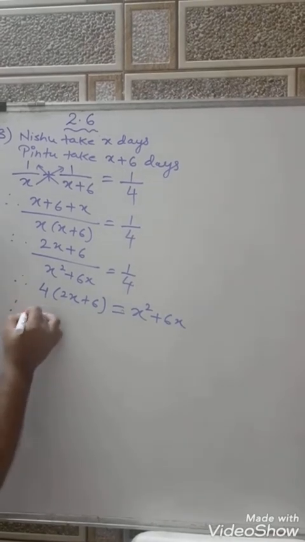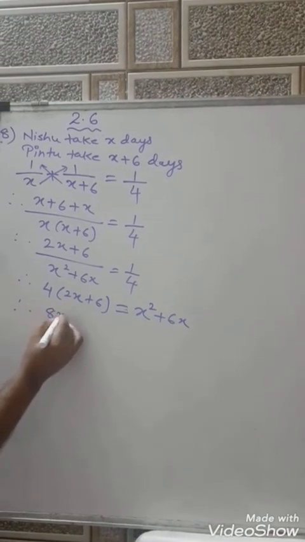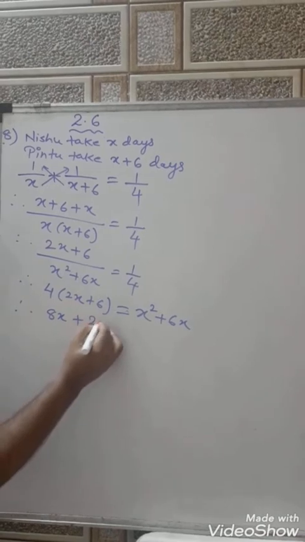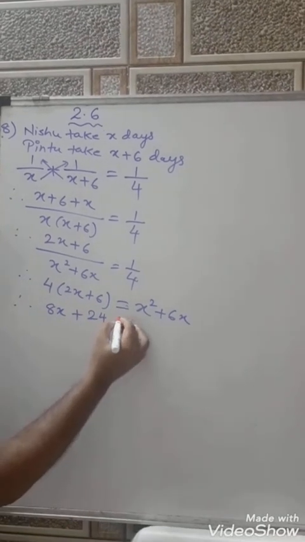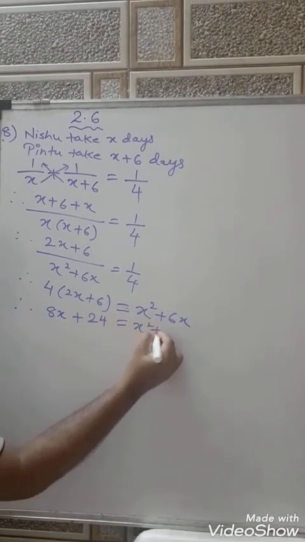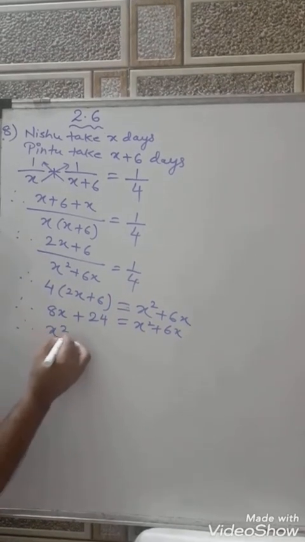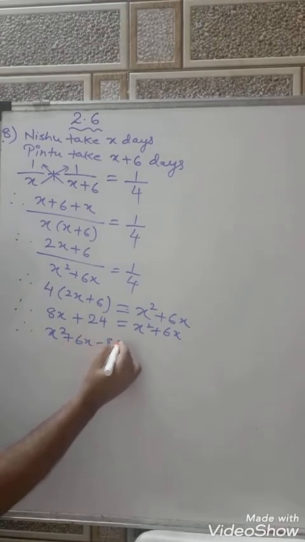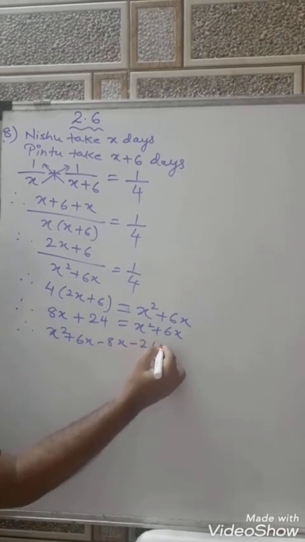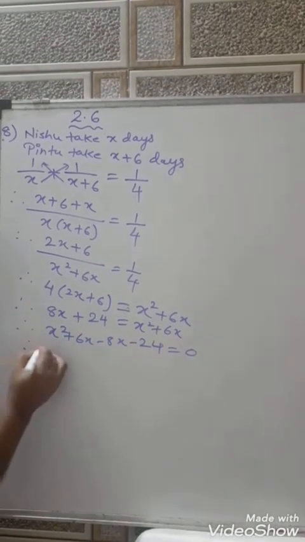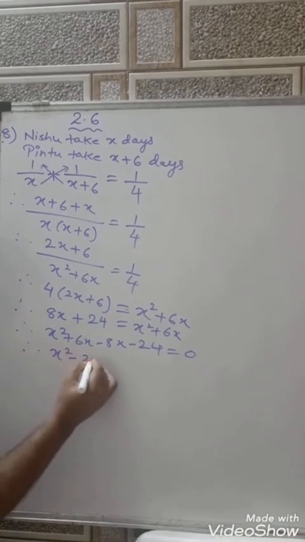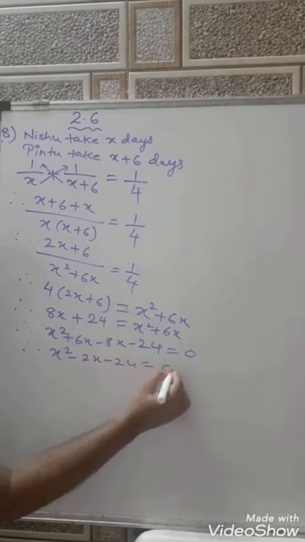Now 4 multiplied with 2 gives 8. 4 multiplied with 6 is 24. That equals x square plus 6x. Now shift the terms to that side. So x square plus 6x minus 8x minus 24 equals 0. So x square minus 2x minus 24.